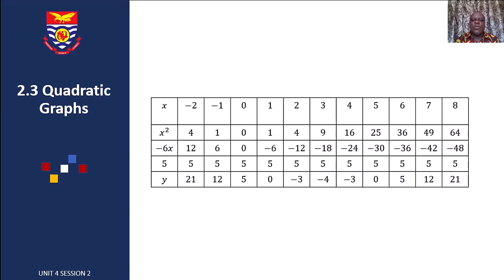So the ordered pairs are going to be -2, 21; -1, 12; 0, 5; 1, 0; 2, -3; 3, -4; 4, -3; 5, 0; 6, 5; 7, 12; and 8, 21. That is a combination of row 1 and the last row to give us the ordered pairs.